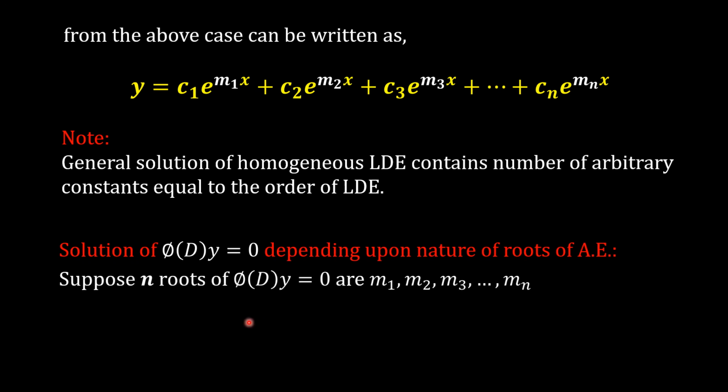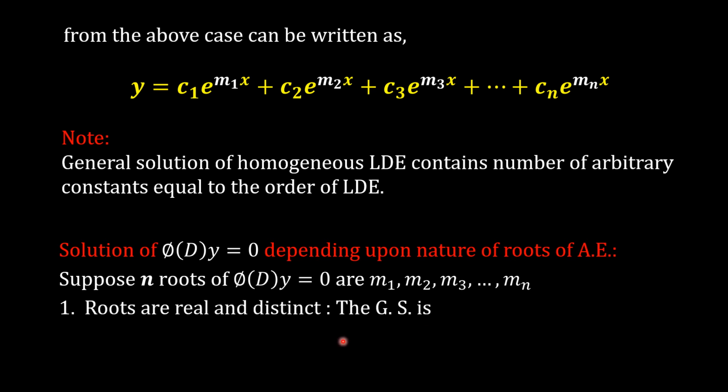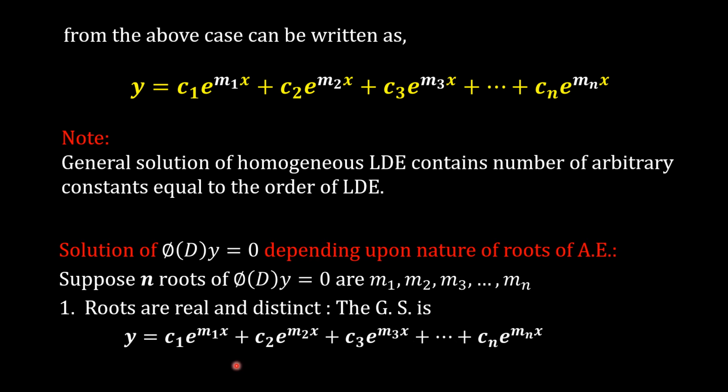Suppose for the given homogeneous differential equation of order n, m1, m2 up to mn are the n roots. Now we will consider the first case. Roots are real and distinct. If roots are real and distinct, whatever solution we have obtained just now will be the general solution. So in that case, the general solution is y equal to c1 e raised to m1x plus c2 e raised to m2x plus and so on plus cn e raised to mnx.